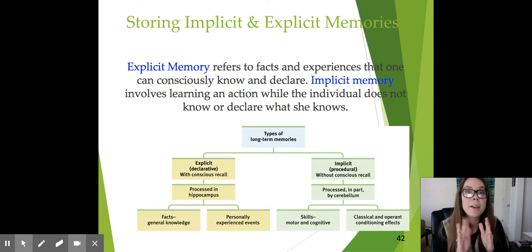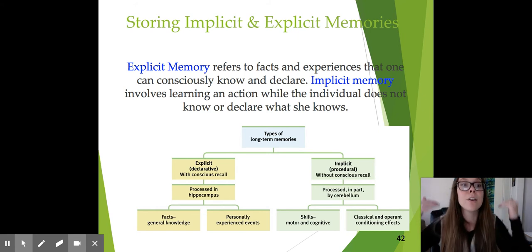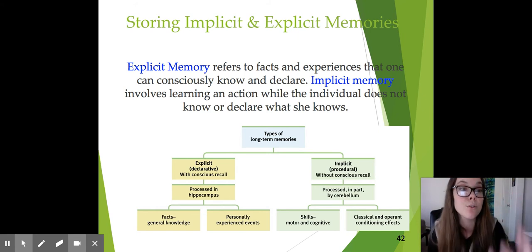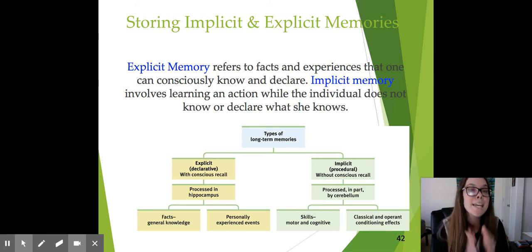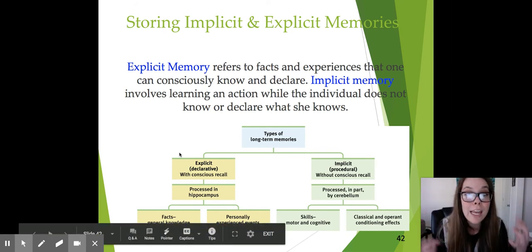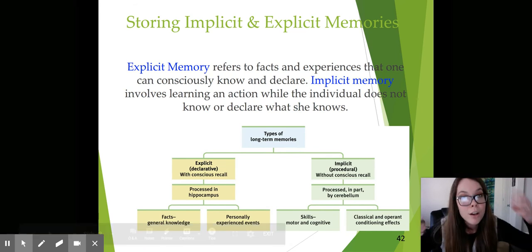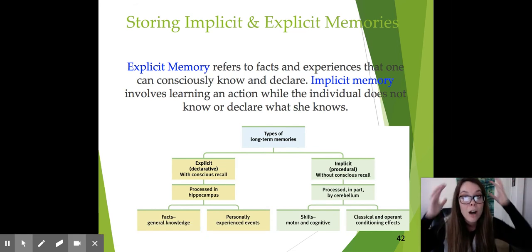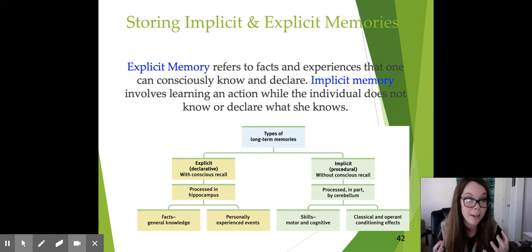Explicit memories refer to facts and experiences that one consciously knows and declares. You consciously can remember when you were encoding it, and you remember it because you consciously did so. Implicit memory involves learning an action while the individual does not know it. Think about it this way: we have two types of long-term memories. We have explicit, which is consciously able to recall. We consciously encoded it; we were consciously there to remember to encode it.